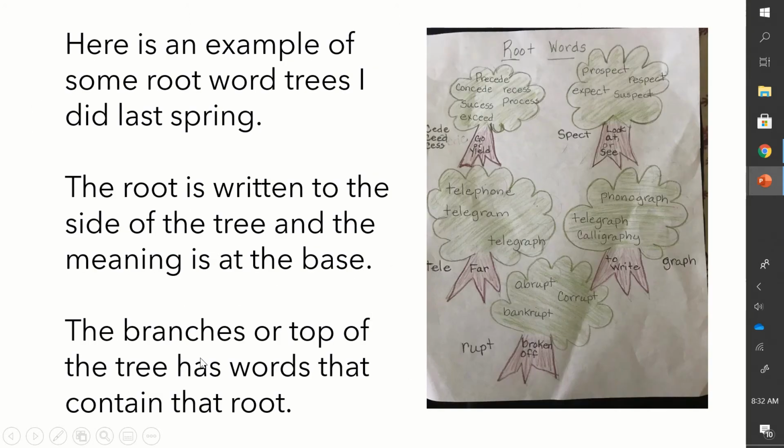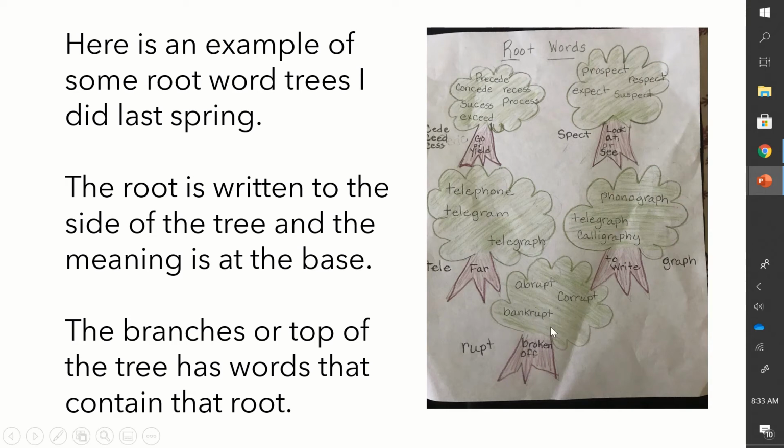So here's an example of a root word tree that I did last spring. The root word is written to the side of the tree and the meaning is at its base. I could have put the root word here and the meaning to the side, as long as it's there. And then notice the branches or the top of the tree have words that fit the meaning of the root and that meaning.